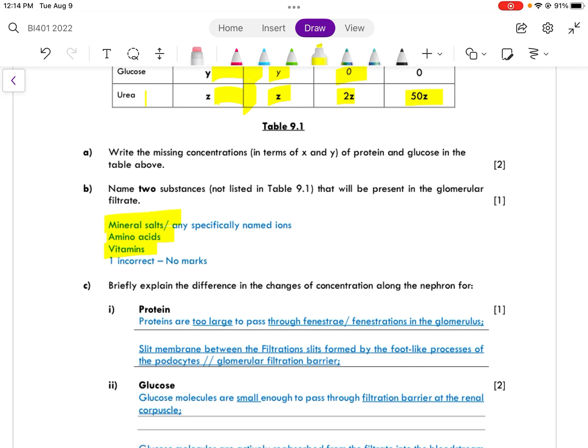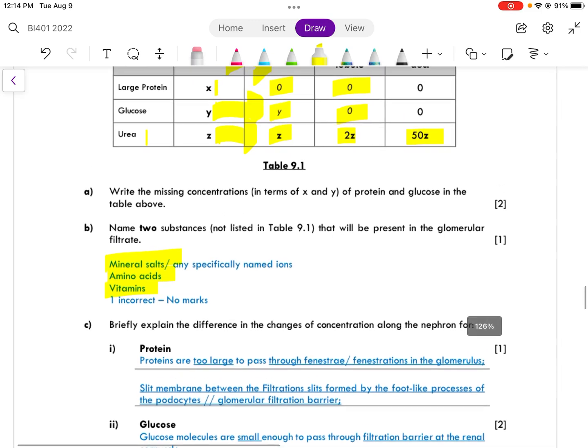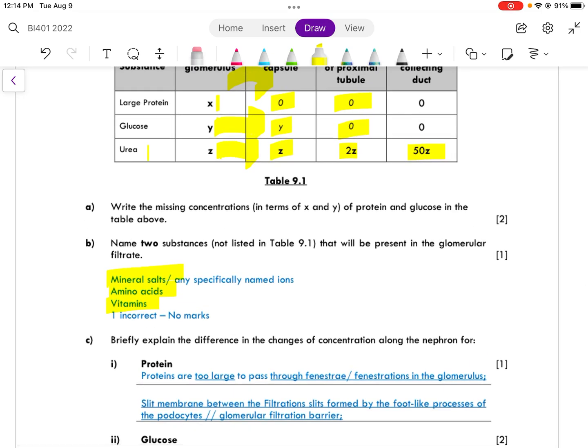Next, briefly explain the difference in the changes of the concentration along the nephron for the protein and glucose. So how do you explain why glucose starts off with X amount in the glomerulus, but then you don't find any in the Bowman's capsule? How do you explain that?